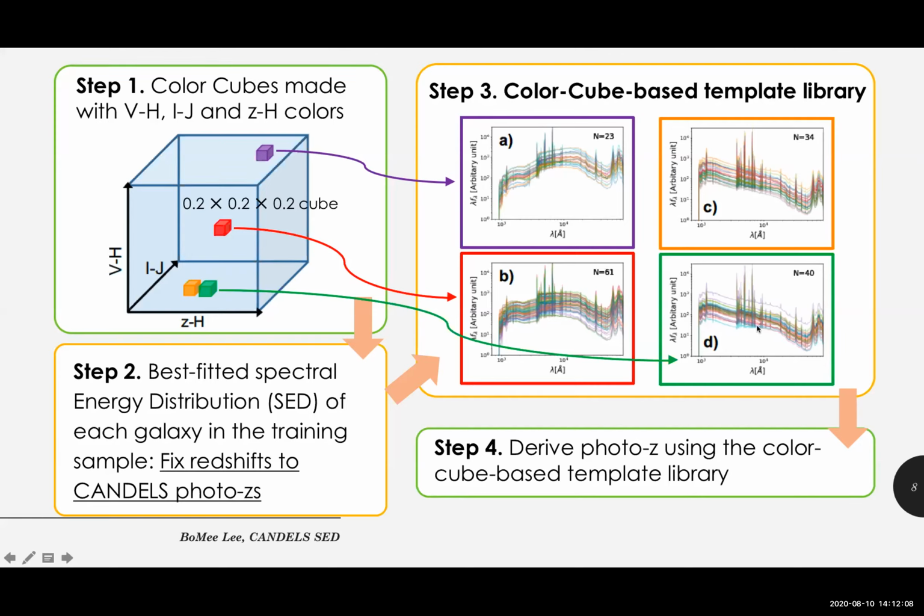So step 4, now we can derive the photo-G of galaxies using our new library of SED templates per color cube. If a target galaxy is located in the purple cube here, the photo-G of this galaxy is derived by only using those 23 templates here.